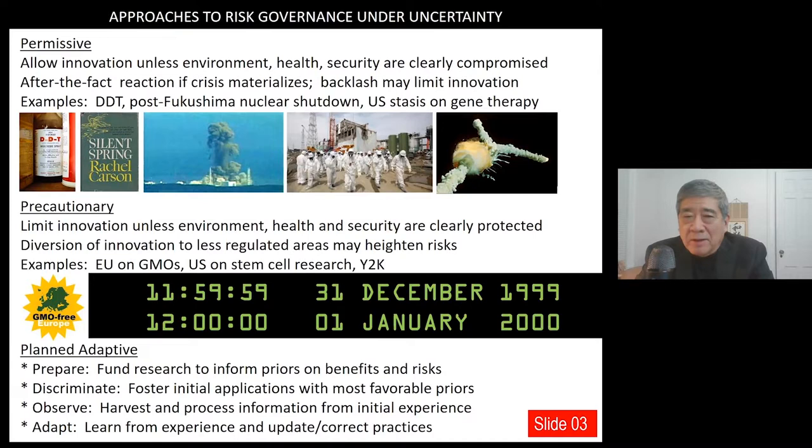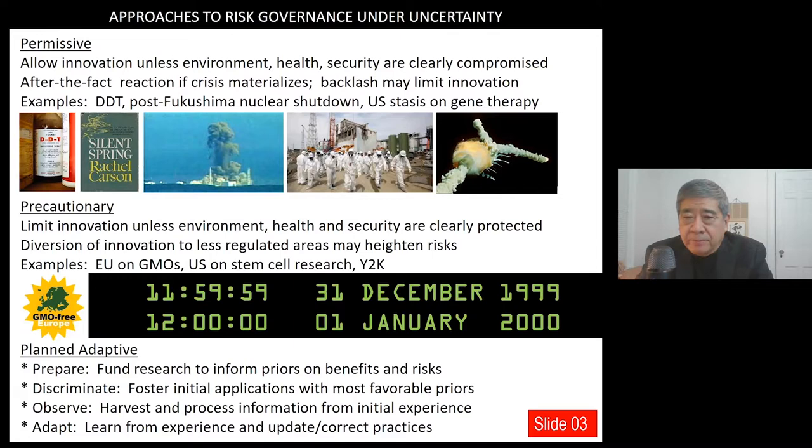The permissive approach is often viewed as being, quote, pro-technology, but the problem is that after problems materialize, backlash may actually greatly limit innovation and adoption of technologies. In Japan, obviously, post-Fukushima, the nuclear industry restarted. In Germany, it did not. In the United States, problems with gene therapy locked down research in that area for some time.